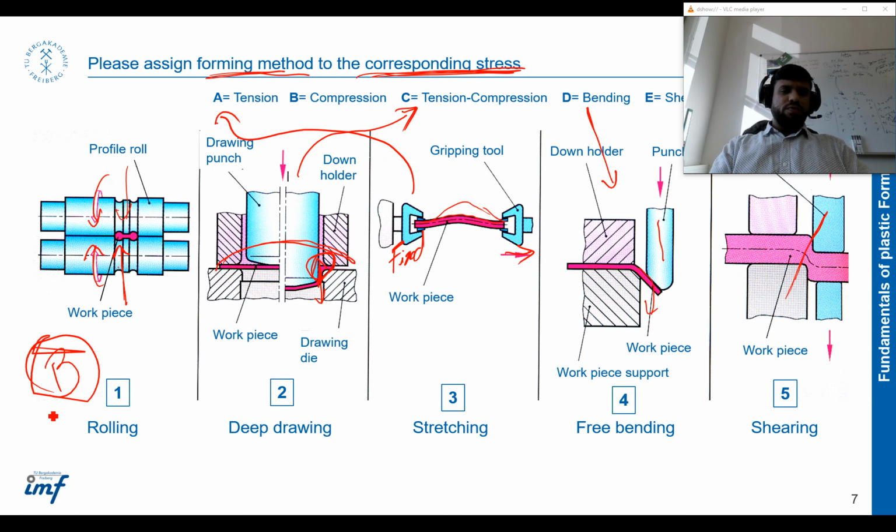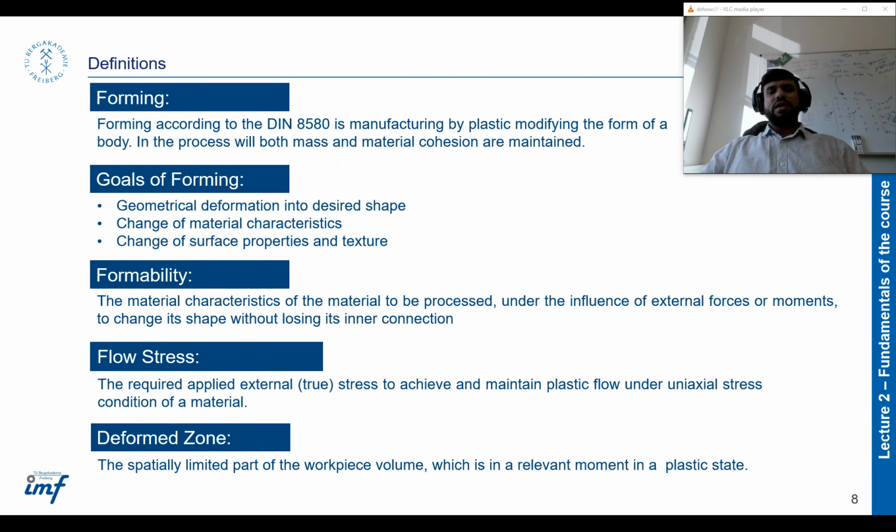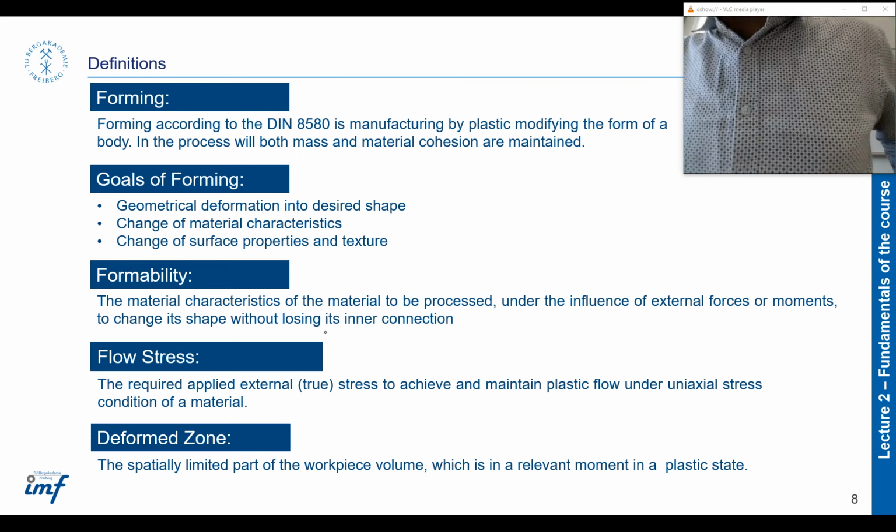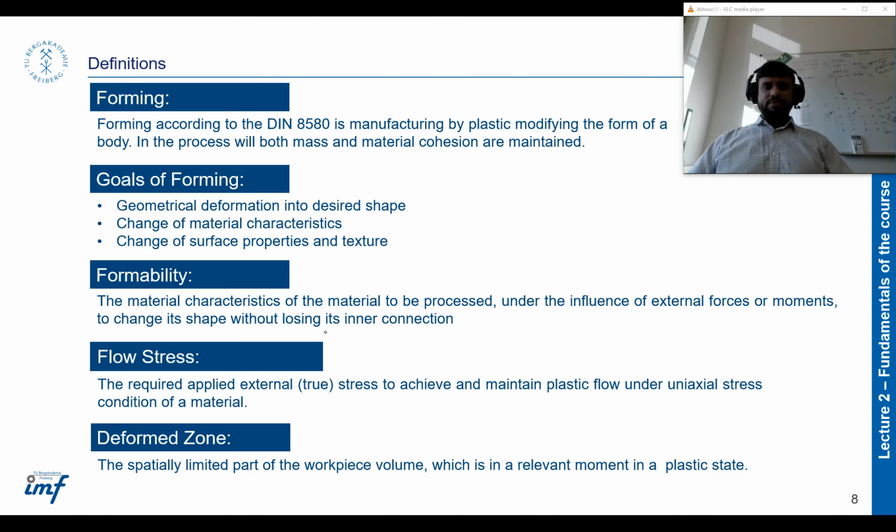Before we move forward, we need to clarify certain definitions of certain terminologies, because those are the ones which we'll be using again and again throughout our subject or throughout our courses. Forming, according to standard 8580, is manufacturing by plastically modifying the form of a body. Which means the permanent deformation of a component is referred to as forming. In this process, both mass and material cohesion are maintained.